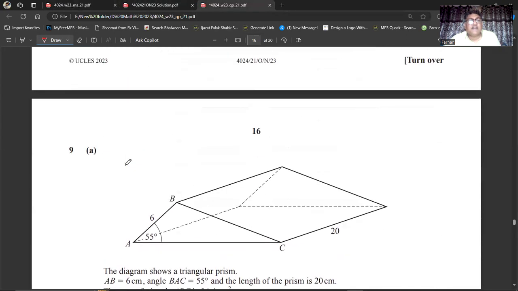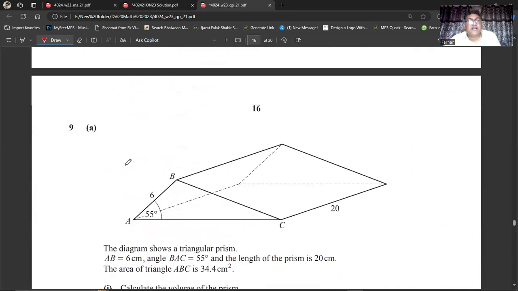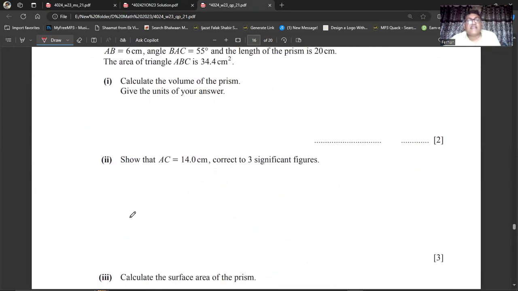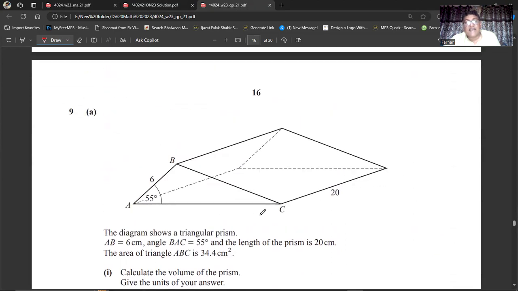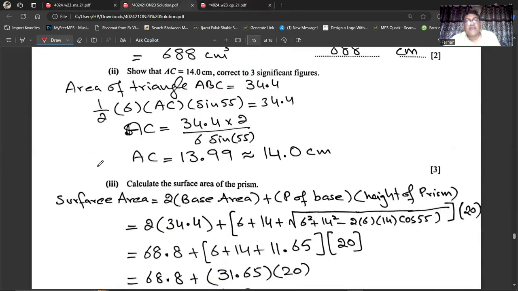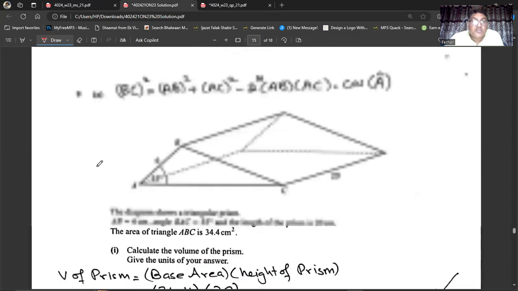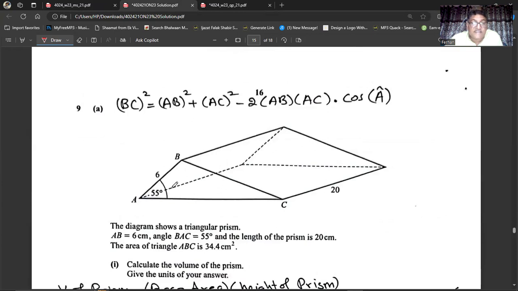Okay, question number 9, and it's A part and its second portion. He says, show that the AC is 14.0 centimeter, correct to three significant figures. He wants me to find out the length of this AC. I know the area of this triangle, that's 34.4. The area of the triangle is 1 by 2 into base into height. No, sorry, 1 by 2 into A into B into the sine of theta, where theta is the angle between the two sides. So 1 by 2 into 6 into AC into sine of 55, and that will be 34.4.